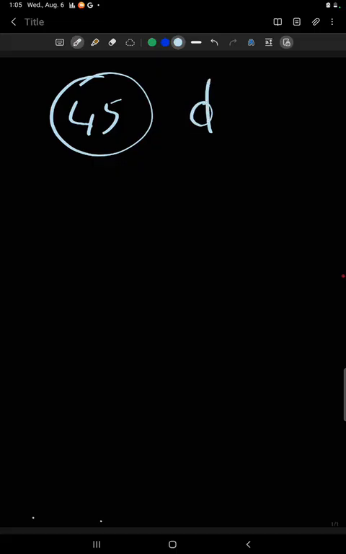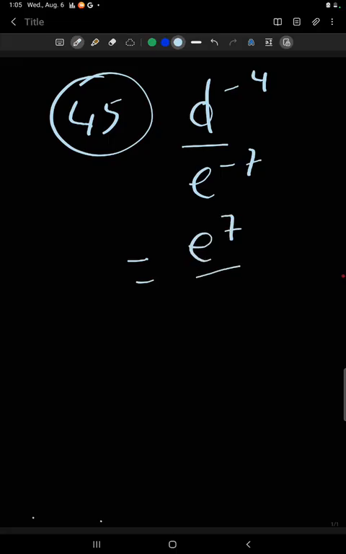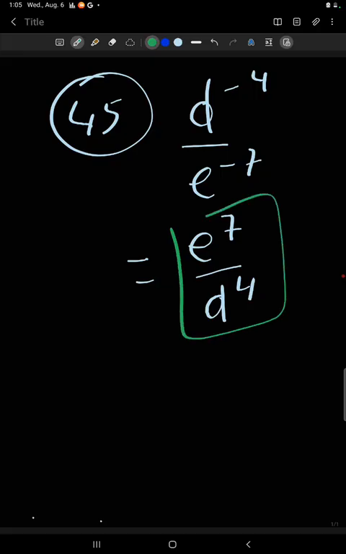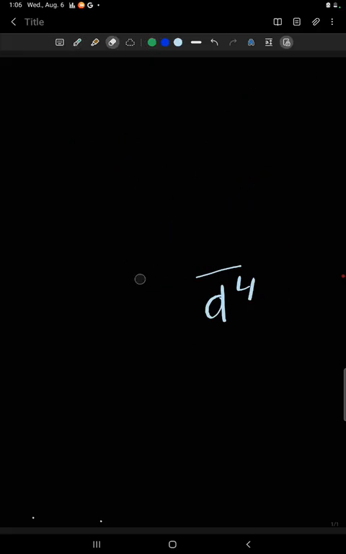Let's see, we have d to the power -4, and then e to the power -7. So basically we flip everything, right? So it becomes e to the 7 over d to the 4th power. Okay, just the flipping of the exponents, so that was 45. This leads us to 46.